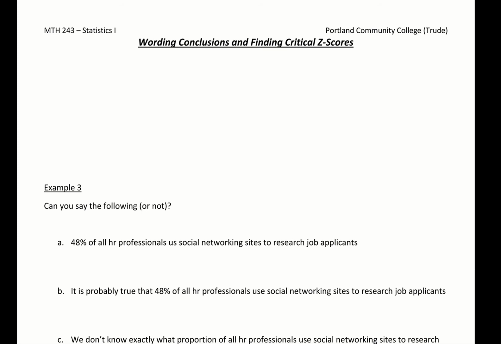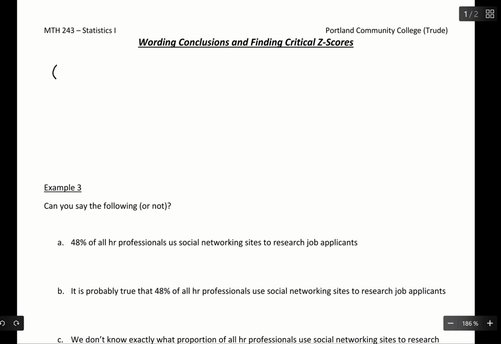So we're going to look at how we word the conclusions once we get our confidence interval out, and also how to find those critical z-scores given different levels of confidence. This example is where we're going to look at some different ways to word the conclusions, and what's a good way and what's a bad way, using the confidence interval that we just worked through in our example.